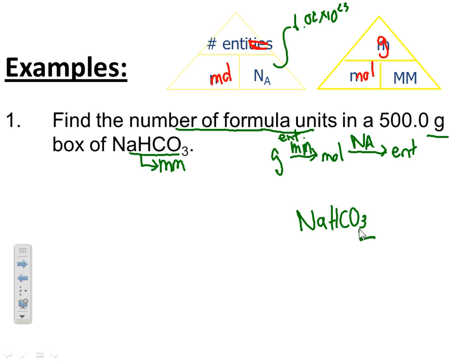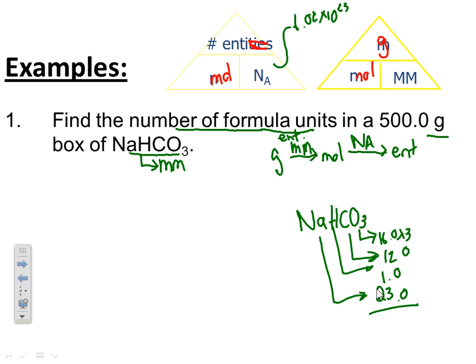NaHCO3: 16 times 3, 12.0, 1.0, and 23.0. So 16 times 3 plus 12 plus 1 plus 23 equals 84.0 grams per mole. So what have we done here?